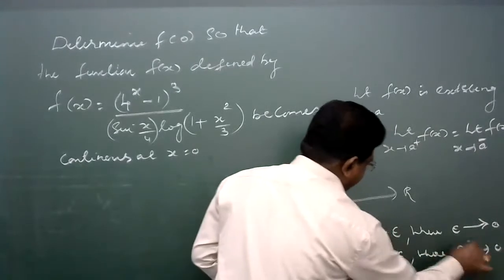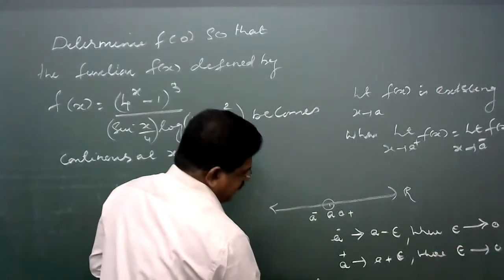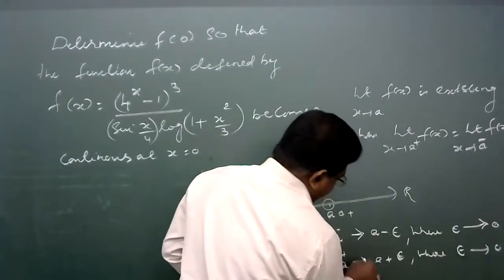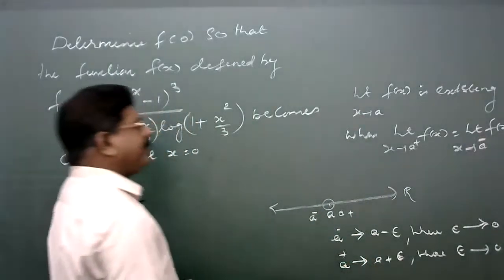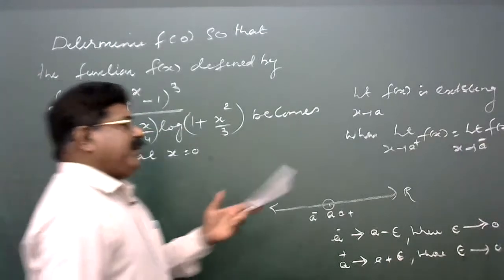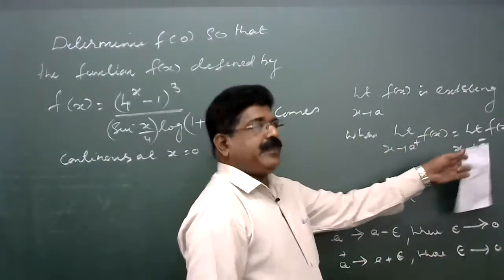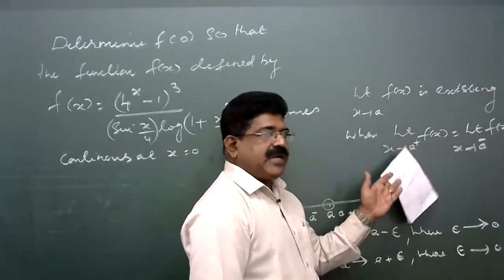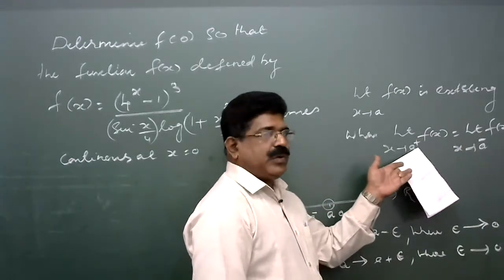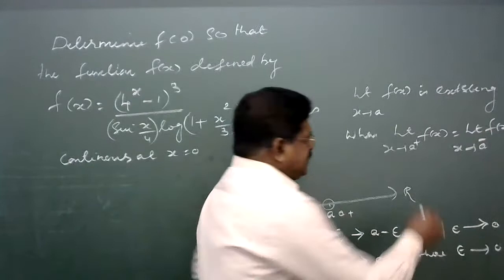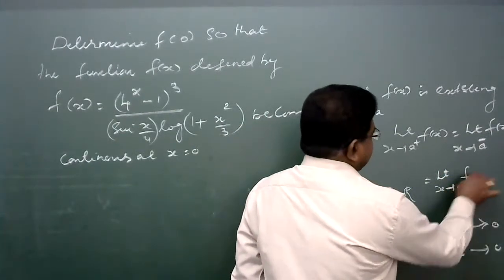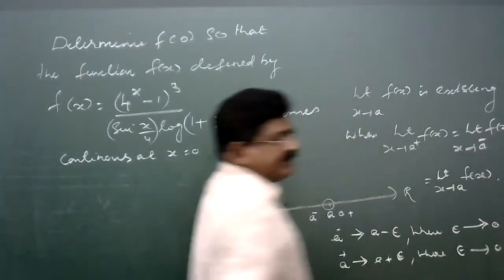In the books, they might have given the word h. h tends to 0. Both are the same only. Whatever convenient symbol you want, you can utilize it. Okay. So the left limit of the function at the particular point is equal to the right limit of the function at the particular point x is equal to a. This is equal to limit x tends to a f of x.